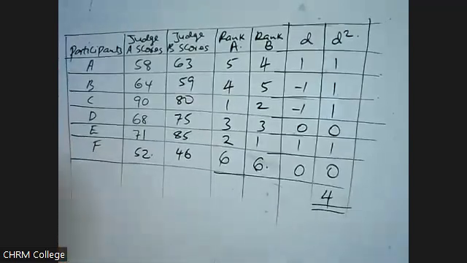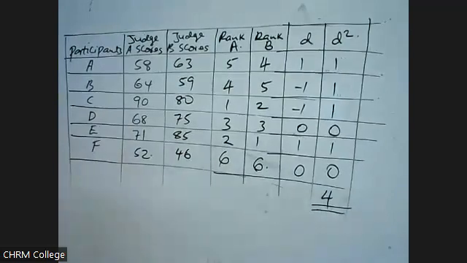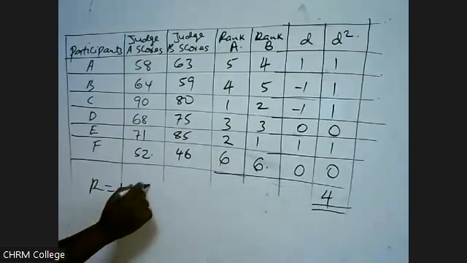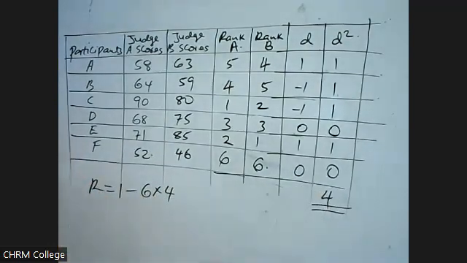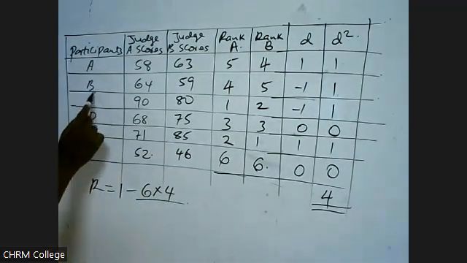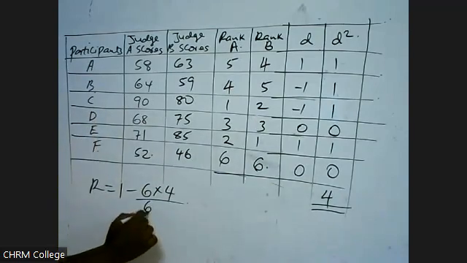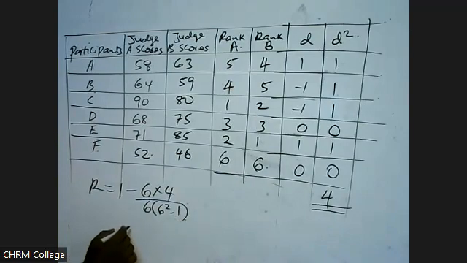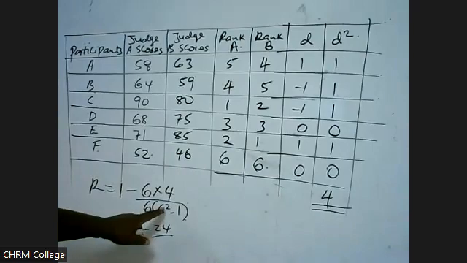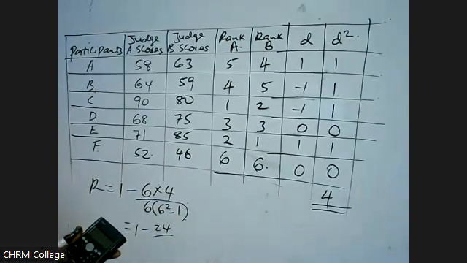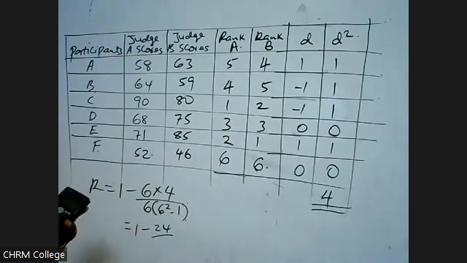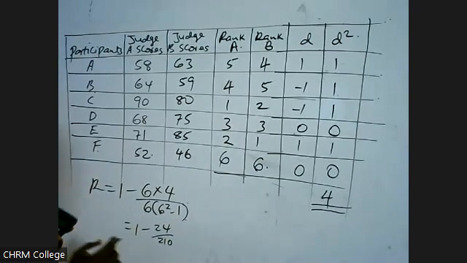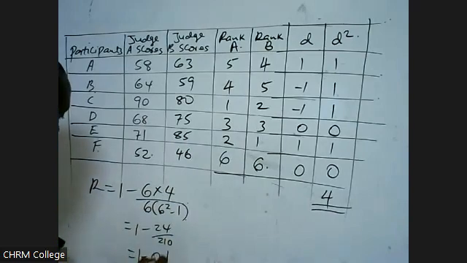If you are told to calculate the rank correlation coefficient, your R will be equal to 1 minus 6 times 4, 6 times the sum of D squared. Then you divide by n. In this case, there are 6 participants, so it is 6 into 6 squared minus 1. So 1 minus 24 over 36 minus 1, which is 35, times 6, giving 210. So it is 24 divided by 210, and you get 1 minus 0.11.